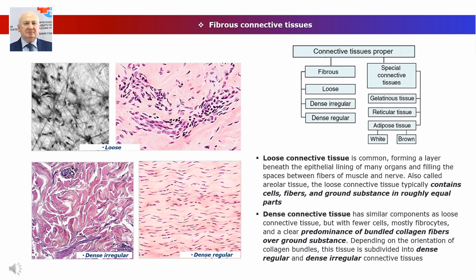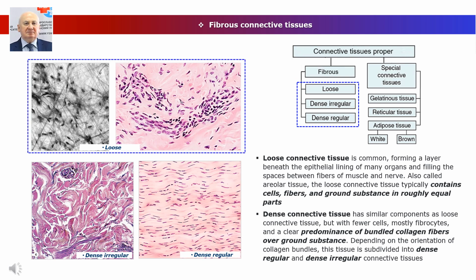Connective tissue proper is widespread in the body. It is divided into two general types, fibrous connective tissues and special connective tissues. Fibrous tissues are broadly classified as loose or dense, terms that refer to the amount of collagen present. Loose connective tissue is common, forming a layer beneath the epithelial lining of many organs and filling the spaces between fibers of muscle and nerve.